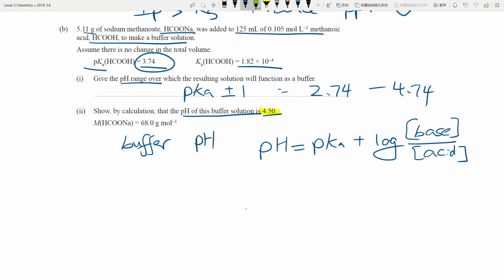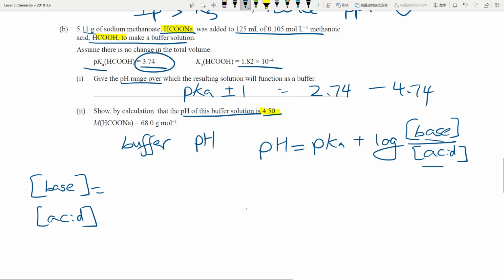Okay, so what do we need? We need the concentration of base, we need the concentration of acid. What is the base? What is the acid? Because we know pKa, that's given. Which one's the base? The one that I'm highlighting, that is the base. And methanoic acid, this is the acid. Okay, so this is HCOONa, which is HCOO minus, same thing. This is HCOOH. What is the concentration?